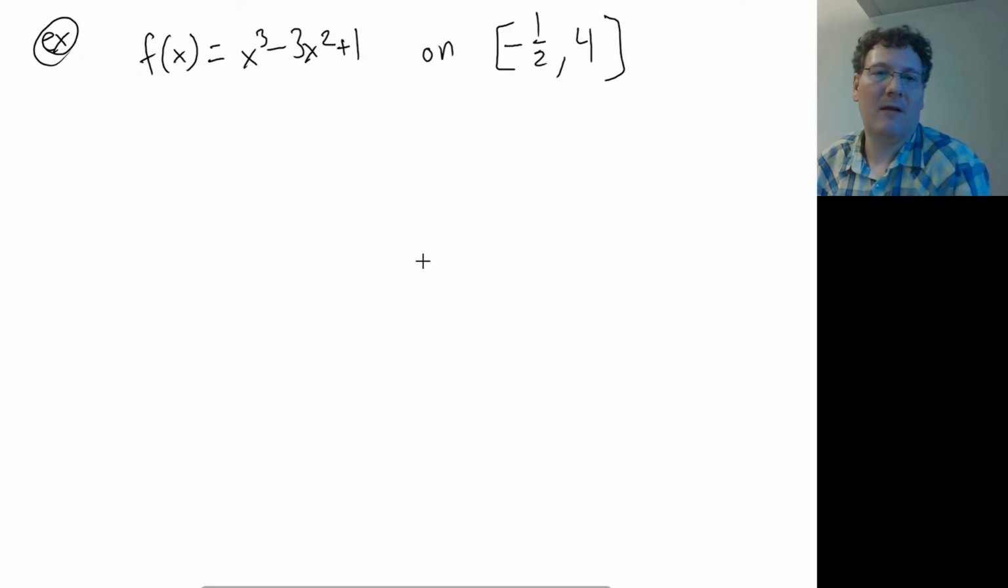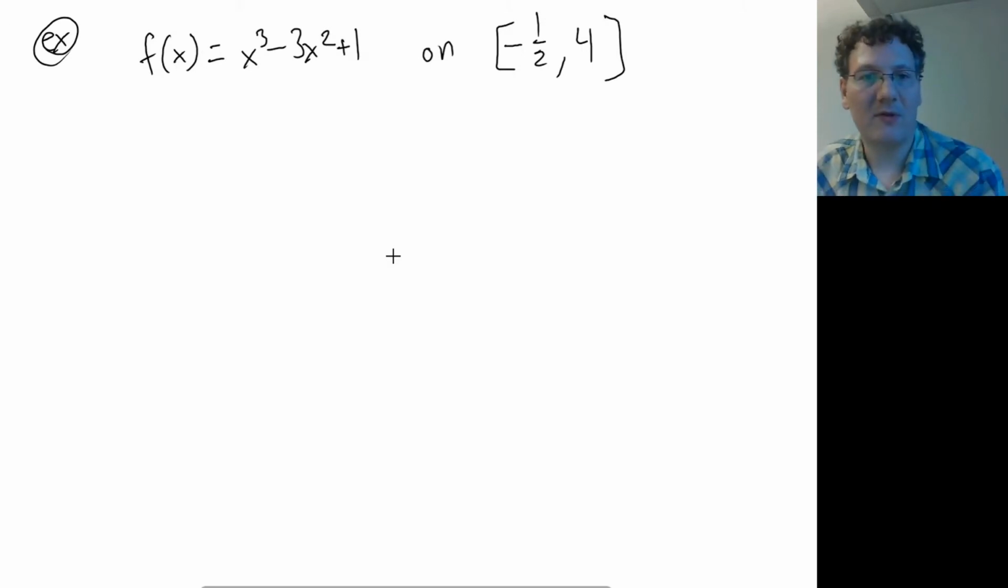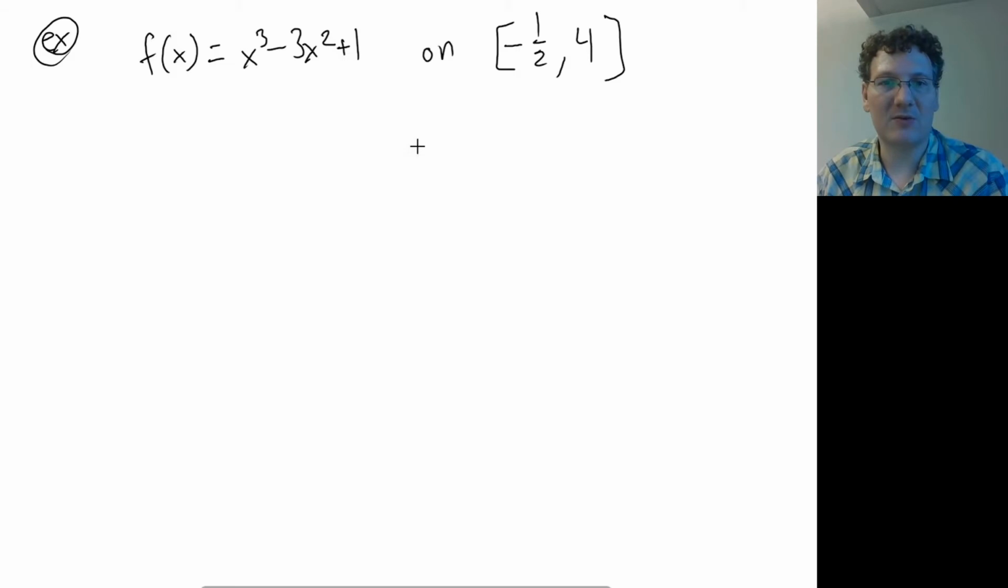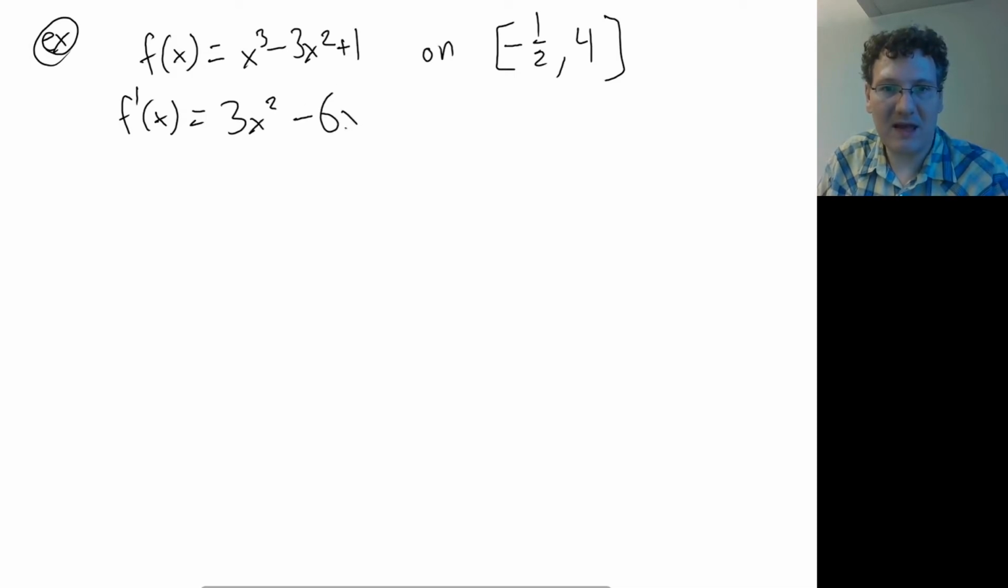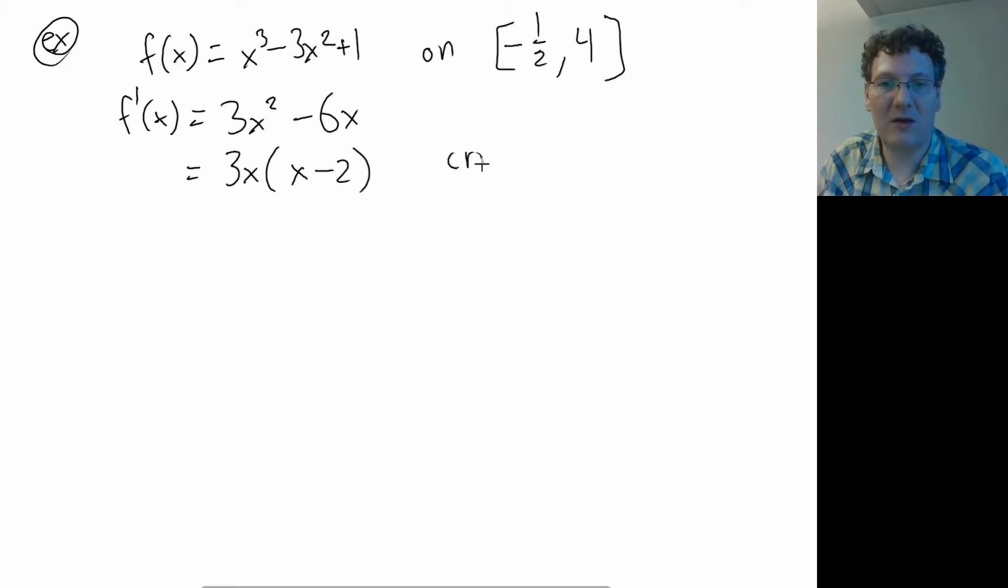Here's an example. Let's consider this polynomial, x to the third minus 3x squared plus 1, on the interval -1/2 to 4. So what we're going to do is find the critical values. f prime is 3x squared minus 6x plus 0. I'm going to factor out 3x, and what I'm going to have left is x minus 2. So you can see that your critical numbers are 0 and 2.